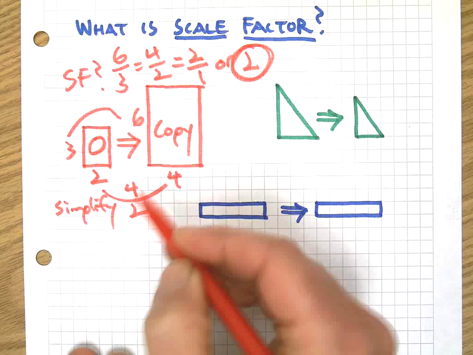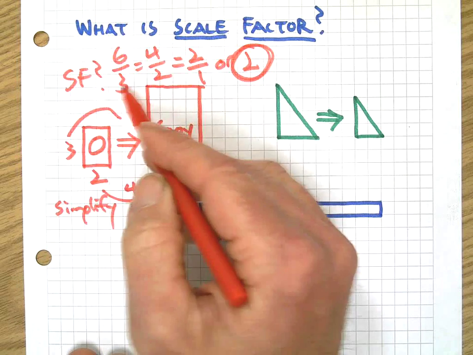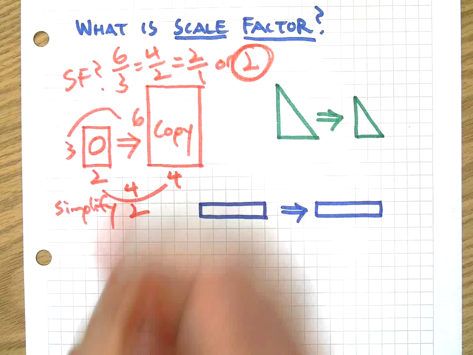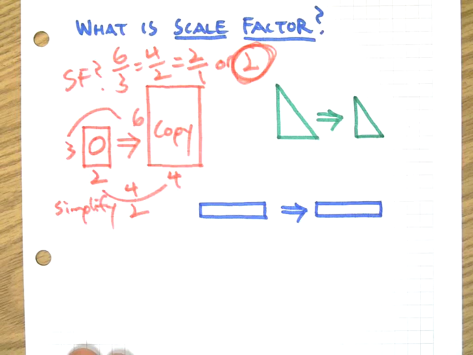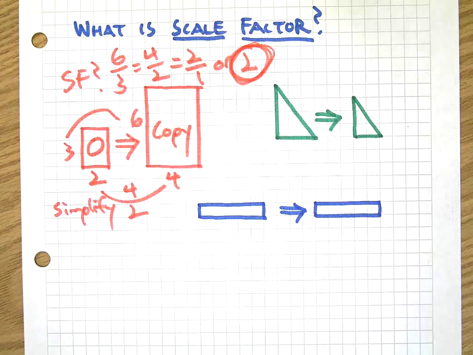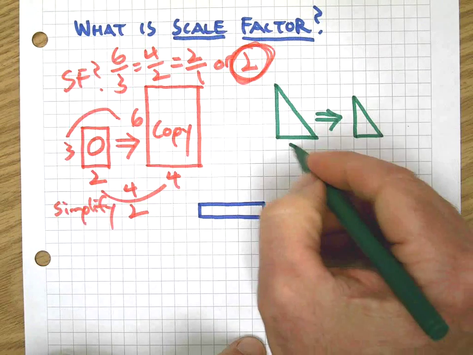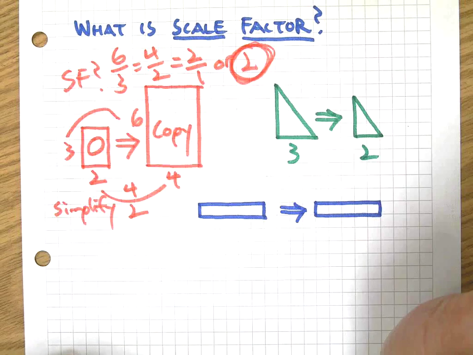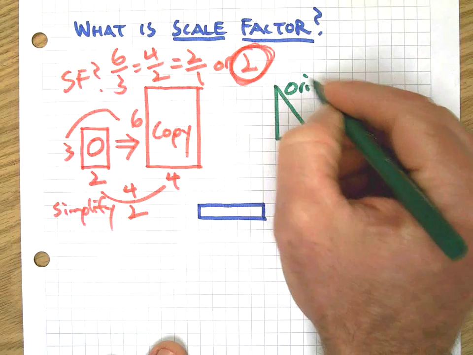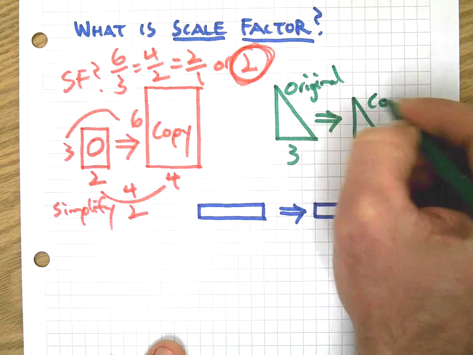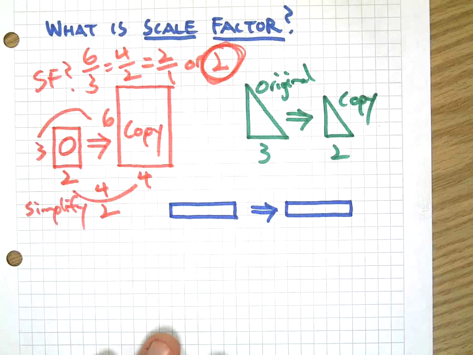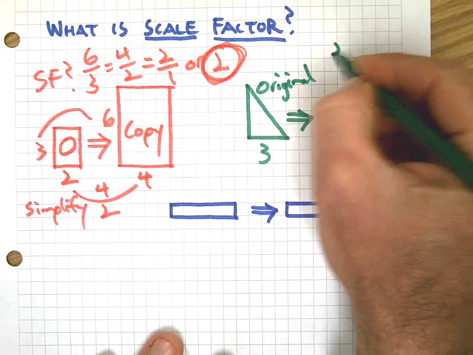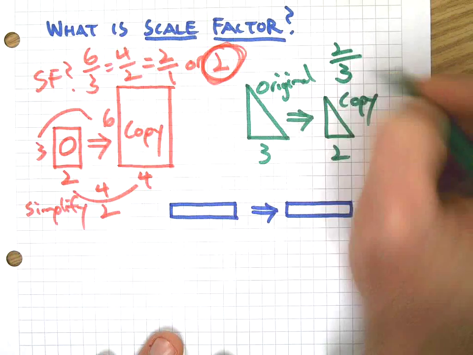Okay, so remember to simplify, because if you found 4 over 2 and your neighbor found 6 over 3, but you both simplified, then you both got the same scale factor. So you must simplify it, okay? Let's look at this next example. Looks like we got 3 here and 2. What is the scale factor? This is the original. This is the copy. Well, quite simple. Put the copy on the toppy.